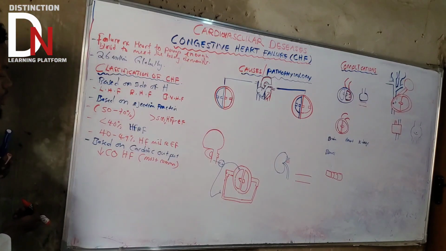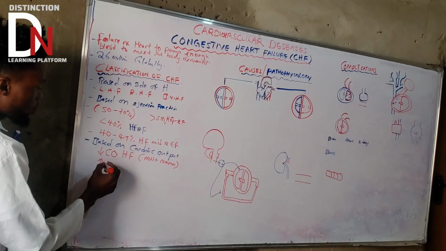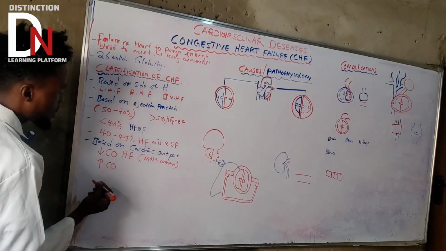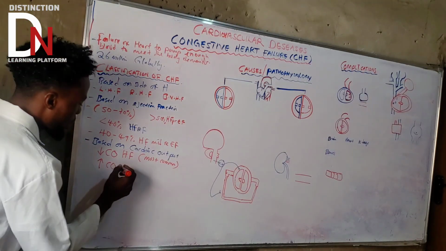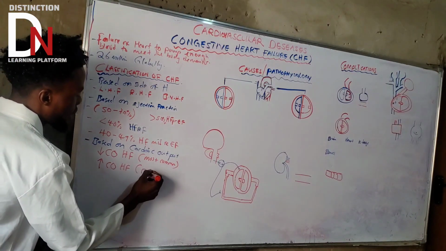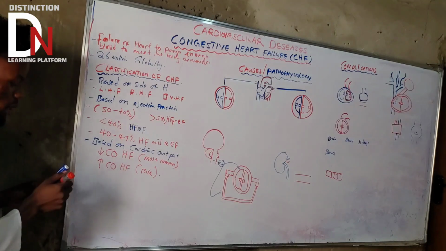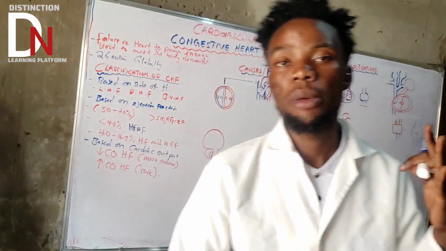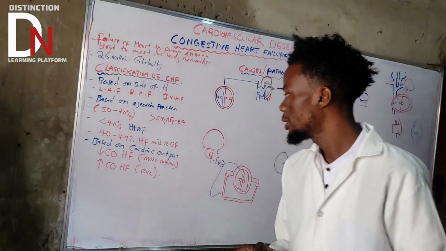So this is the most common type. Then there's also the one that I talked about, the high output cardiac failure. This is rare. We'll talk about why someone can have high output cardiac failure and what it means according to the pathophysiology.